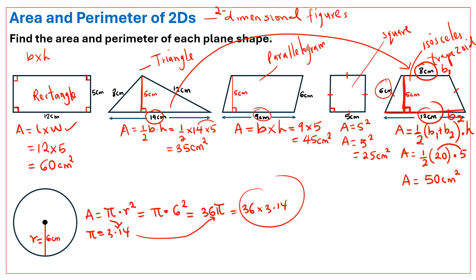All right, let's go ahead and calculate the perimeters for the shapes. This time I will use blue color.